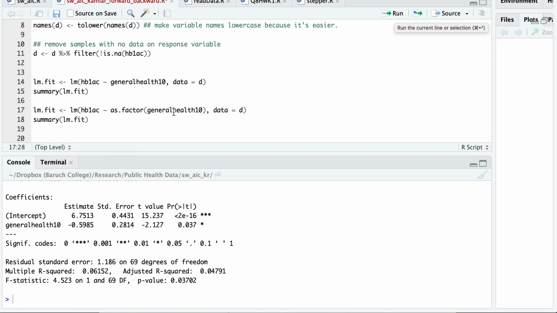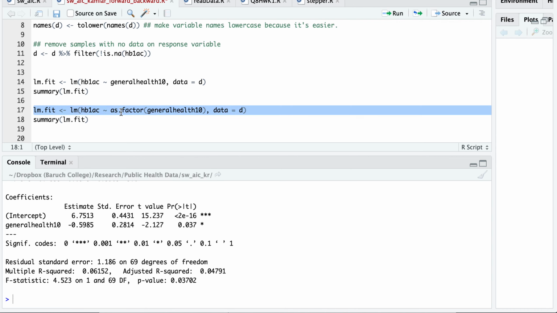Now we do a linear regression where we treat this as categorical.